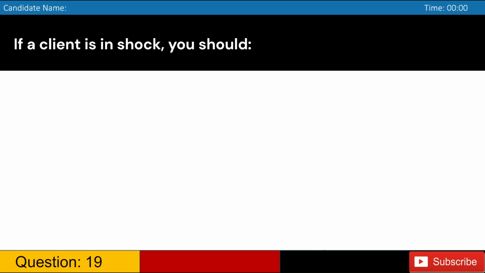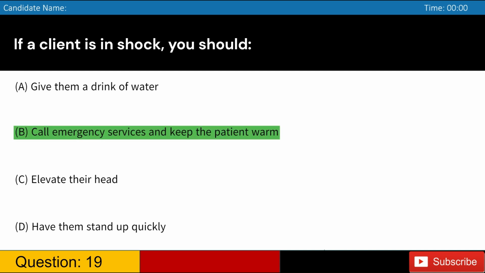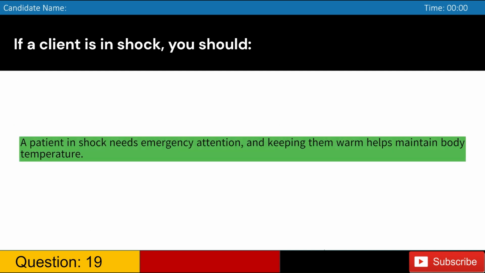If a client is in shock, you should: A. Give them a drink of water. B. Call emergency services and keep the patient warm. C. Elevate their head. D. Have them stand up quickly. Answer B. A patient in shock needs emergency attention, and keeping them warm helps maintain body temperature.